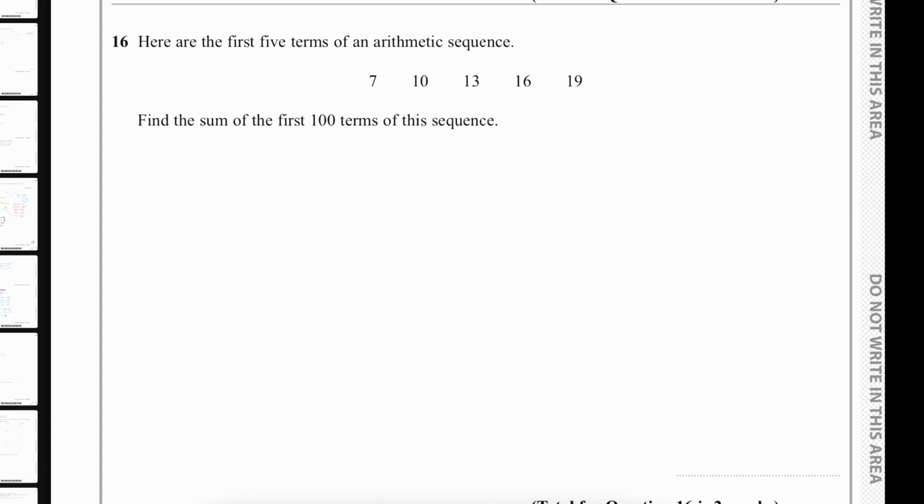Question 16 asks us to find the sum of the first 100 terms of this sequence. Thankfully, right in the beginning in your formula sheet, you are given a formula that says n over 2, in brackets, 2a plus, in brackets, n minus 1 d, close your bracket. So you're actually given this formula, so you don't need to remember it. You just need to remember what each of the items is asking for.